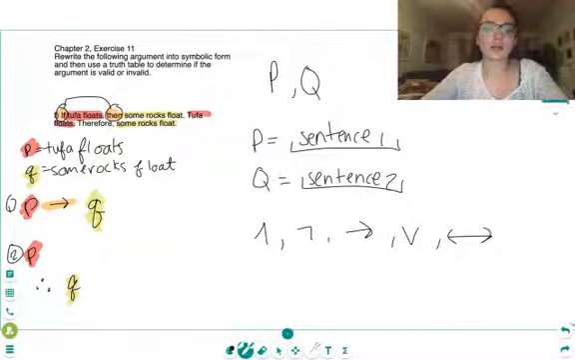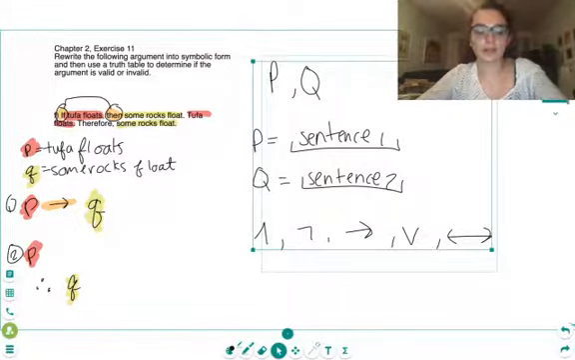Now from here, people say, well, how do I transfer both of these sentences along with the conclusion into a truth table? Because that's how you're going to check its validity. It says use a truth table to determine if it's valid or not. So I'm going to get rid of this.